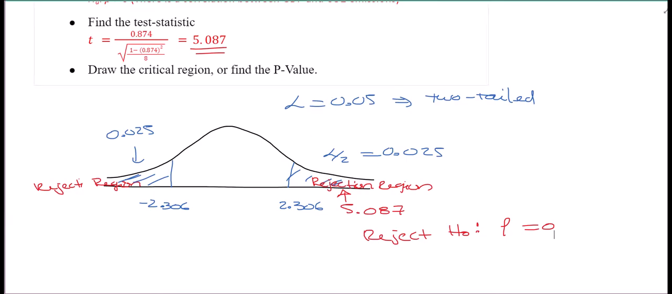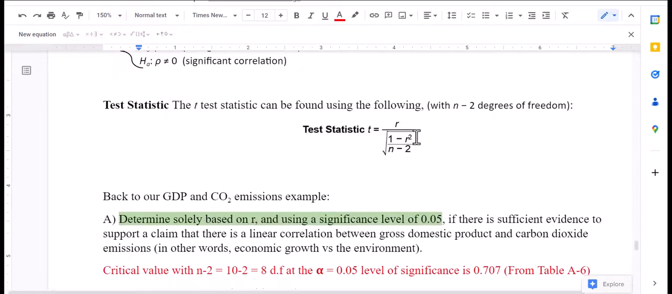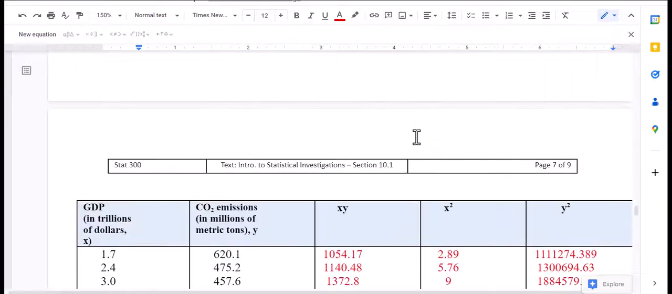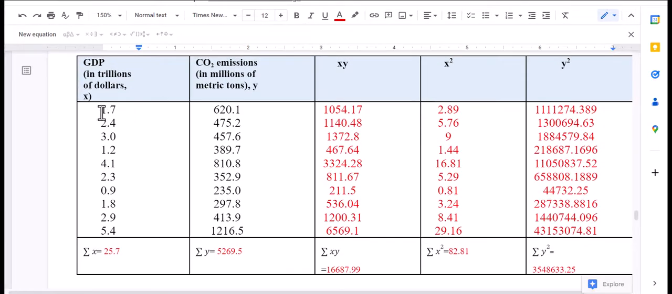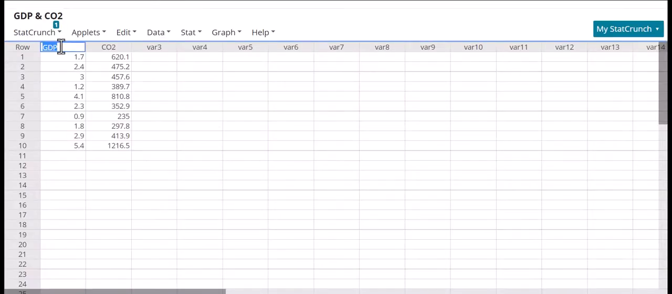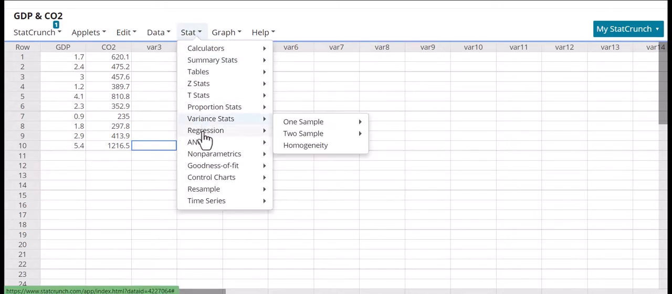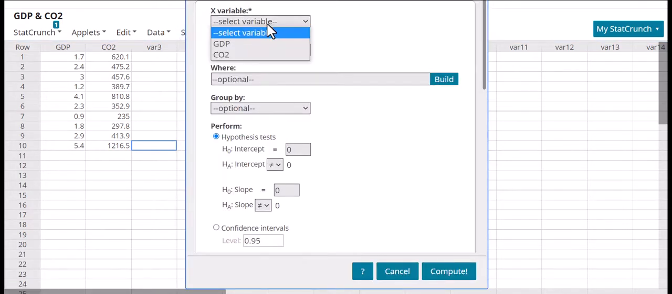So let's use StatCrunch. To be able to use StatCrunch, I will go to my table and copy the whole thing with the titles, and then go to StatCrunch and paste it right at the top. You just select the first cell and hit paste. It will populate the whole thing. And so now I have my data here. We're going to go to Stat, Regression, Simple Linear, and we're going to select our X, which is the GDP, and our Y, which is our CO2 emissions.